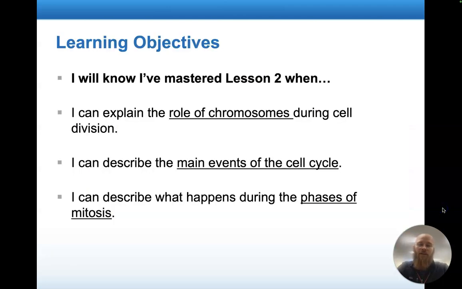As far as our learning objectives go for this lesson, you'll know that you've mastered what you need to whenever you can explain the role of chromosomes during this cell division process, describing the main events of the cell cycle, and describing what happens during the phases of mitosis. So we're going to be looking at the specific roles of chromosomes and why they're important to this cell division process. We're going to be looking at the cell cycle, and within that cycle, we're going to be looking at the individual phases of what's called mitosis.